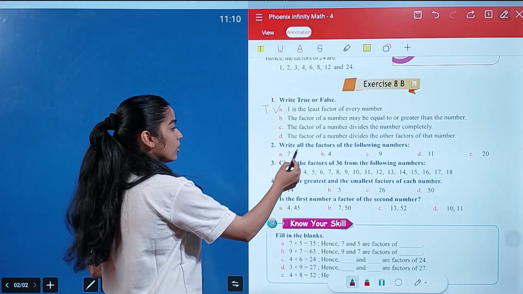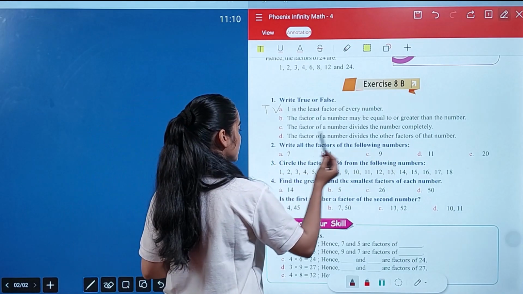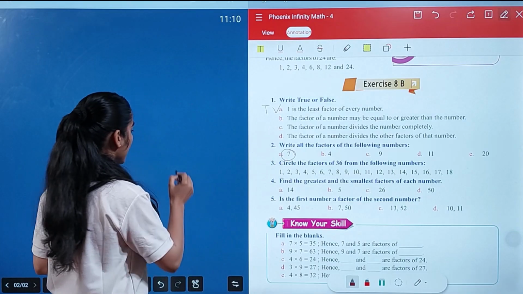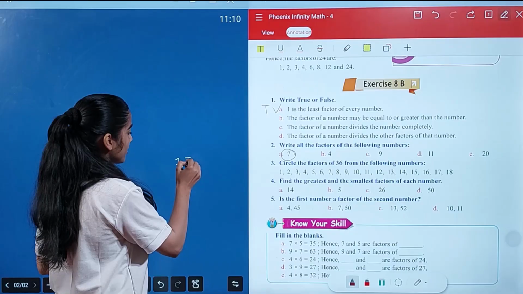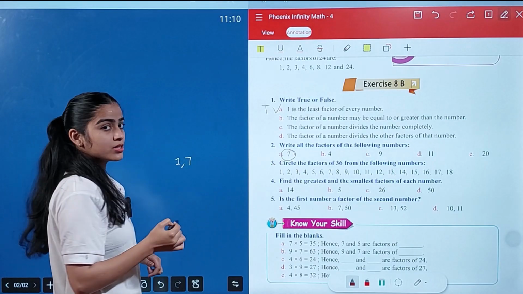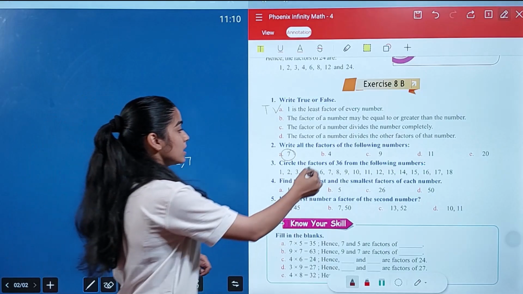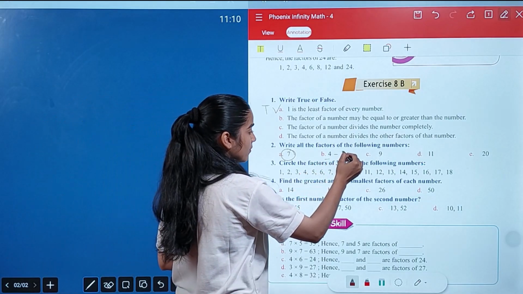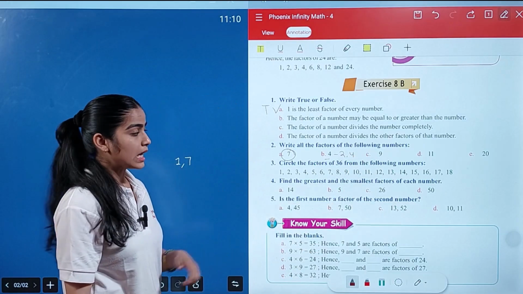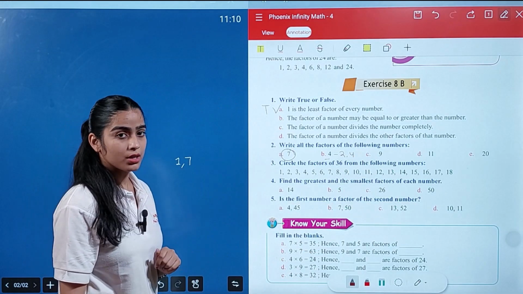Now write all the factors of the following numbers. First we have 7. We have to check only: 1 and 7 will be the factors of 7, because these are the two numbers by which 7 is exactly divisible. Now we have 4. For 4 we have 1, 2 and 4 only. In such a way you can find the factors of the following numbers you have.